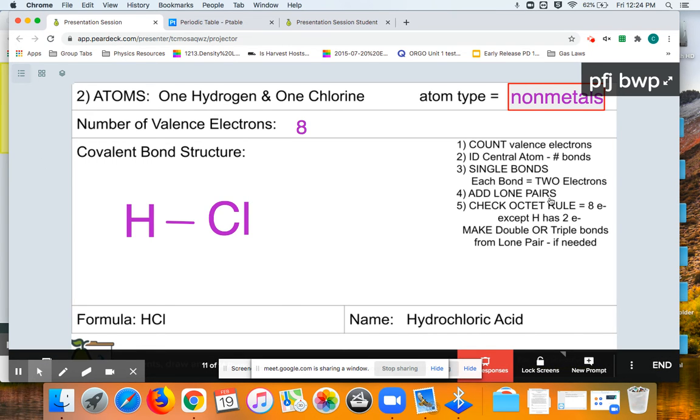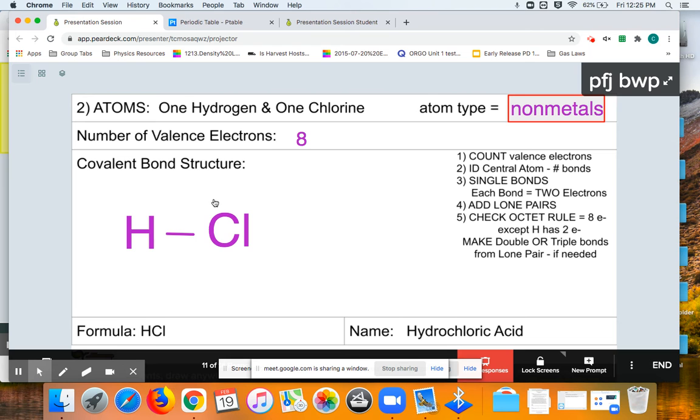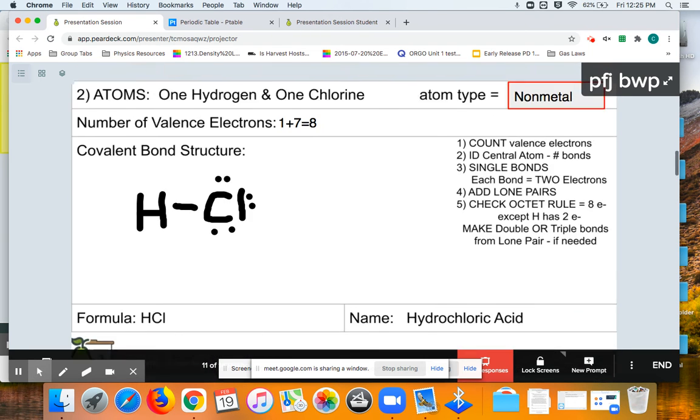Next is adding our lone pairs. So he drew this single bond. Now we need our lone pairs. This bond counts as 2 already. So I have 2 drawn. I need to draw 6 more in order to get to 8. So use your pencil tool to draw 6 electrons around this.